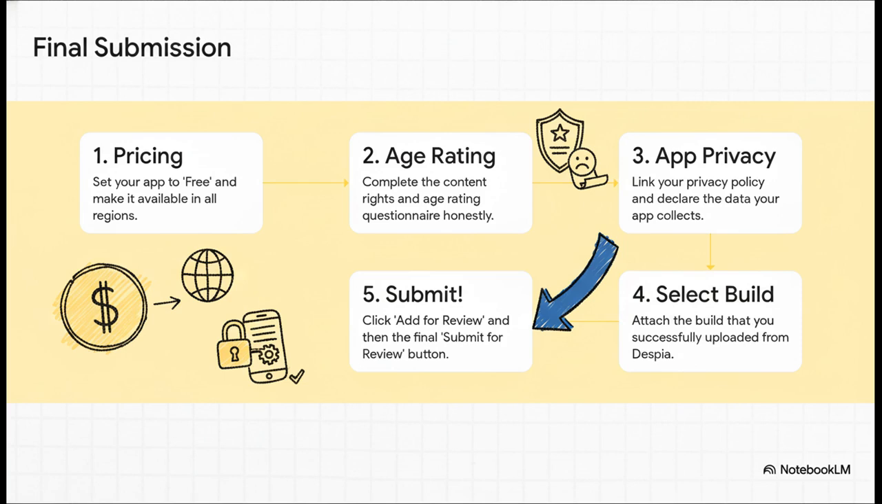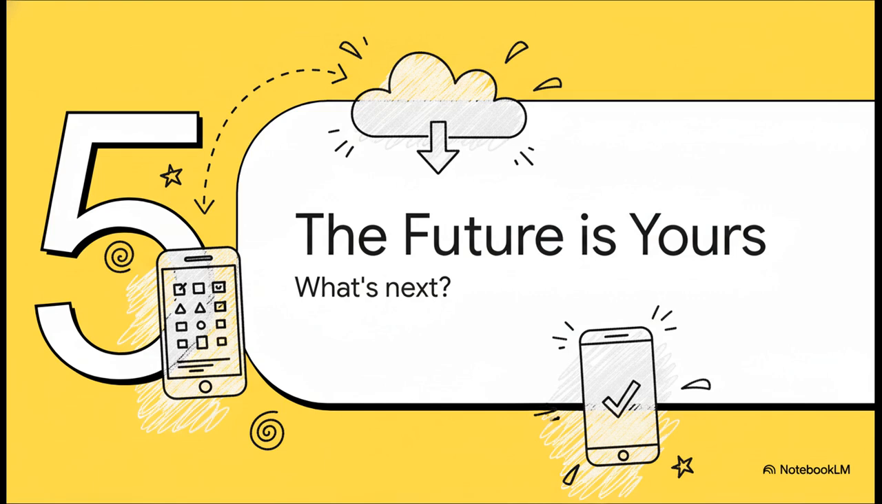All right, this is it, the final checklist before launch. You'll set your pricing, let's just say it's free and available worldwide. You'll answer a quick questionnaire for the age rating, link to that privacy policy we just talked about, and then you'll select the build, the one Despia uploaded for you. And then comes the best part, hitting that big Submit for Review button. So there you have it. We went from just a simple idea typed into a box all the way to an app submitted to Apple.